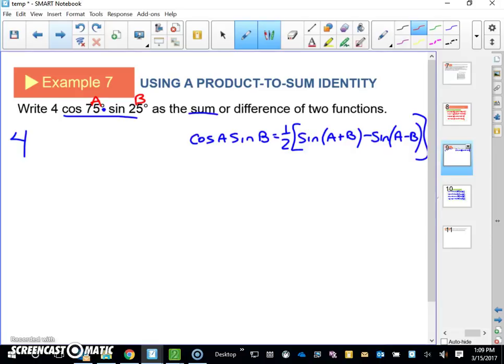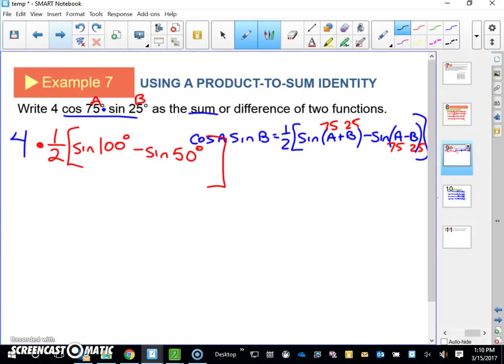And so I don't know that you need to write all this down, but if you know that A is 75 and B is 25, then you would recognize that you're just going to add those two numbers together and get 100. You're going to subtract those two numbers and get 50. And so what we're going to have is, of course, we have that 4 in the front, but then when we substitute in that expression, the other side of that identity is going to be 1/2 times the quantity sine of 100, because that's 75 plus 25, or A plus B, minus sine 50 degrees, because that's A minus B, or 75 minus 25.